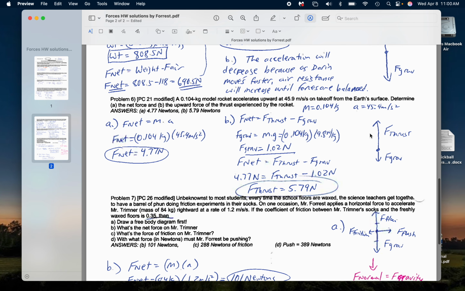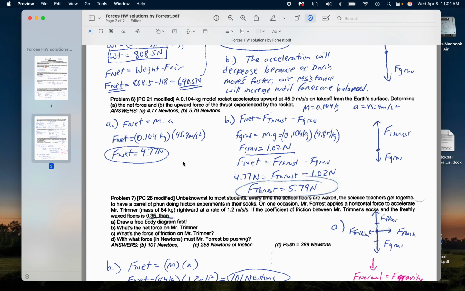Problem 6 on the back has a 0.104 kilogram model rocket accelerating upwards at 45.9 meters per second squared. Determine the net force and then the upward force of the thrust. So overall, again, I drew a free body diagram here. I knew the thrust up would be greater than gravity down. I know the acceleration is 45.9 meters per second squared. I know the mass. So if I do that, I can find the net force. That's just mass times acceleration.